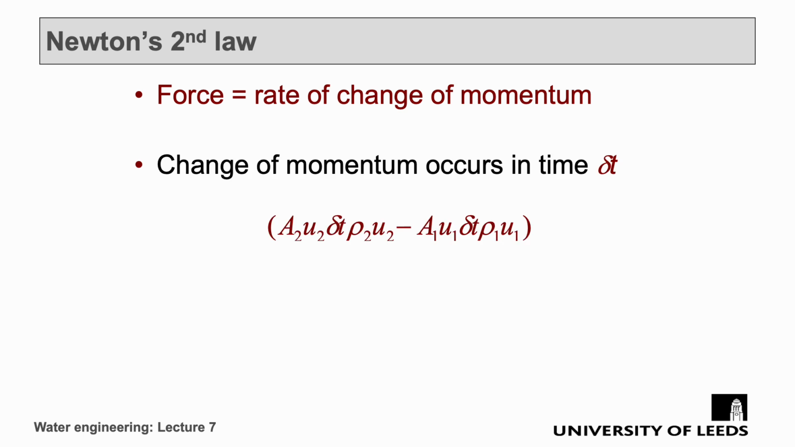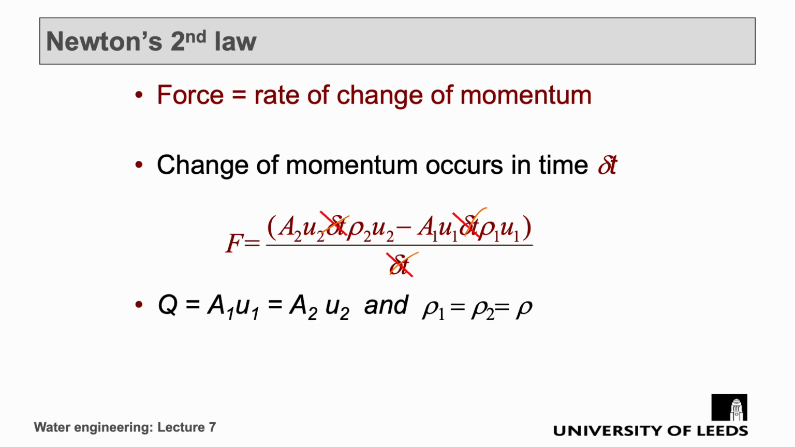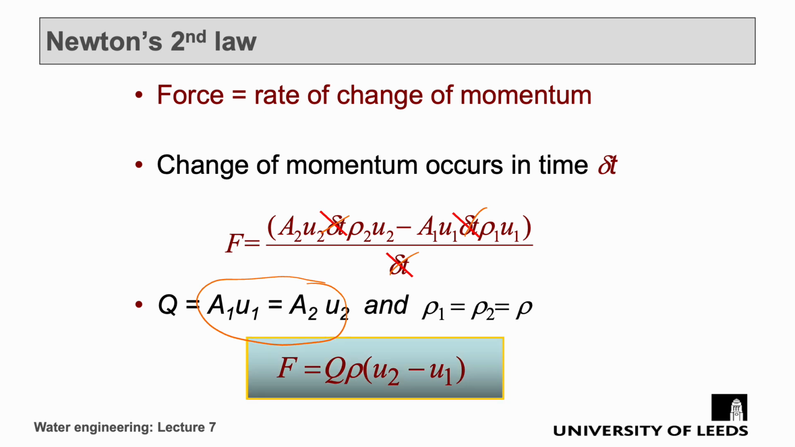As our change of momentum all took place in the time delta t, the force on the fluid is equal to that. Now we can see that we can cancel our delta t's out here. We can relate velocities u1 and u2 using the continuity equation, and we can cancel the subscripts of rho, because we're assuming a constant density fluid, just a single rho. This simplifies quite quickly to: the force on the fluid is rho Q times the velocity out minus the velocity in. A nice and simple equation that we can apply. This is one to remember.